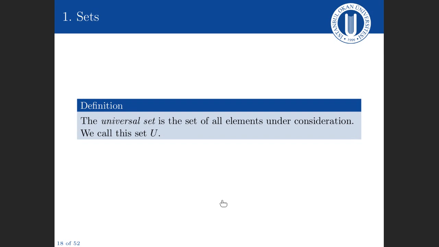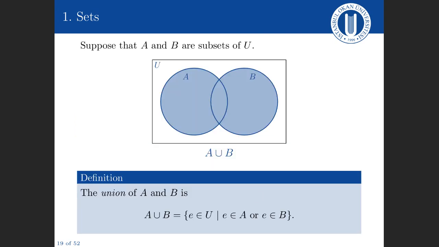The universal set is the set of all elements under consideration. We call this the set U. So, for example, if this rectangle is the set U, this is the set of everything that we're thinking about, we might consider two subsets, a subset A inside U and a subset B inside U. And we might want to combine A and B in different ways.